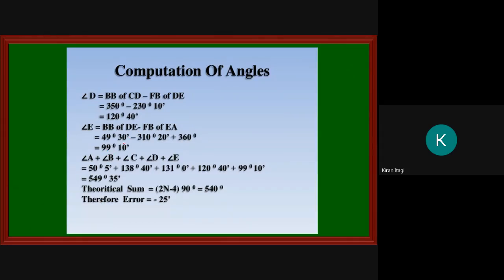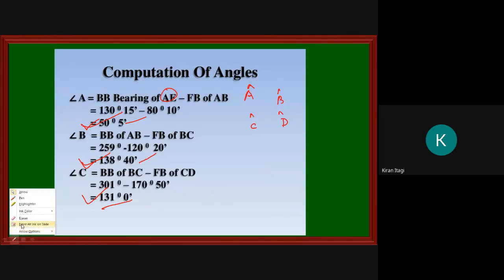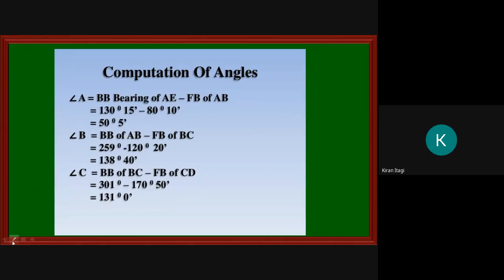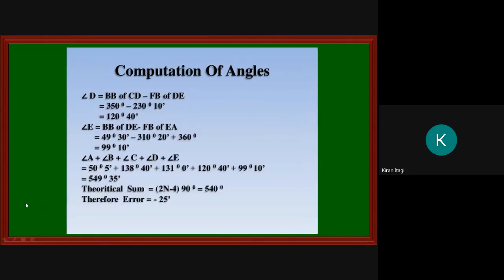So angles were correct, right? Angle A, angle B, angle C, and angle D. Yes, sir. Where has the problem happened? Where has it been wrong? Summation, sir. Okay, how much did the summation come? 539 degree 40 minutes. Okay. All of you check it once, whether it is 539 degree 40 minutes.